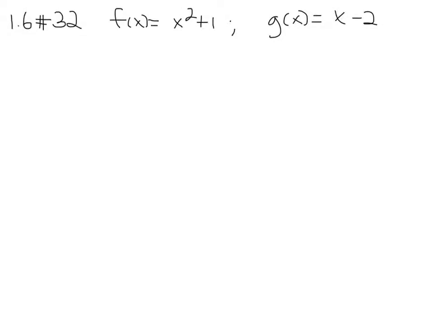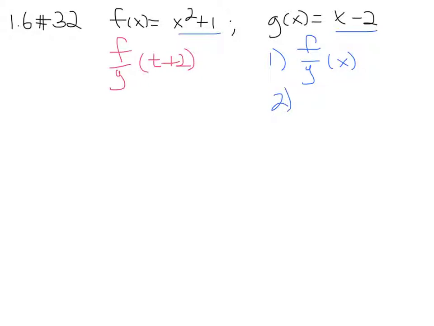Section 1.6, number 32. We're given f of x is x squared plus 1, and g of x is x minus 2. And in this case, we're asked to find f over g of t plus 2. Okay. So in this case, what I'm going to do is break it down into pieces. First, I'm going to find f over g of x, which is going to be f divided by g, right? F divided by g. And then I'm going to take that and translate that to f over g of t plus 2.